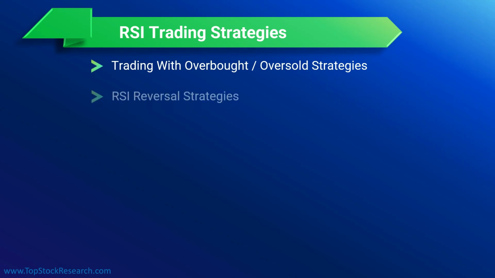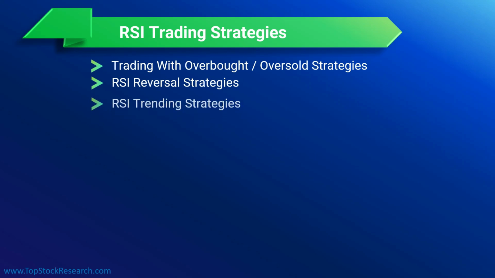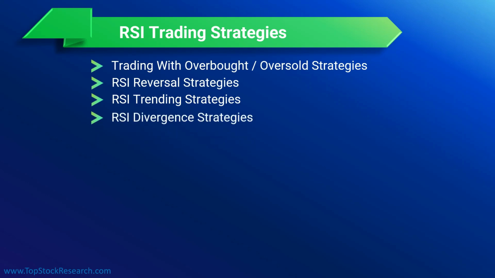The second strategy we have is RSI reversal. It helps you identify reversals using RSI, so this becomes a lot more powerful compared to the previous one. The third strategy we'll be following is RSI trending, that is, how RSI is trending, whether up or down. The fourth one we'll be discussing here is the divergence strategy. So how do you make use of RSI divergence with the price?